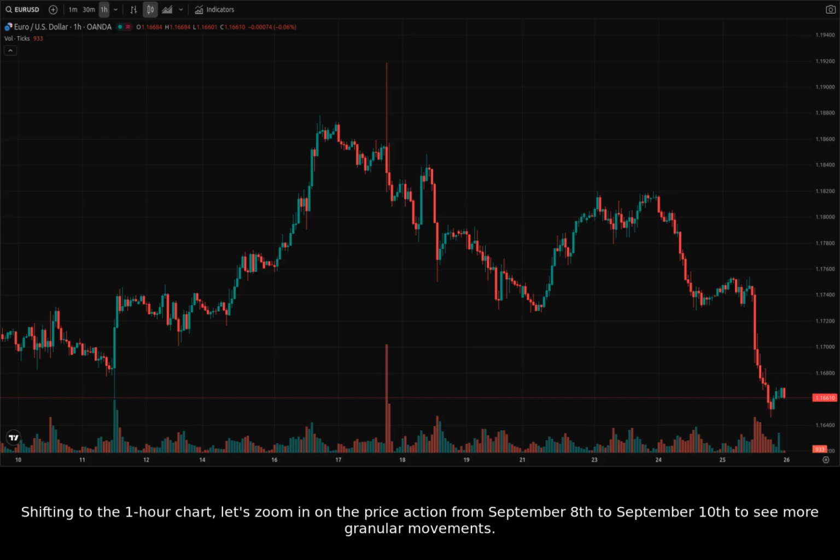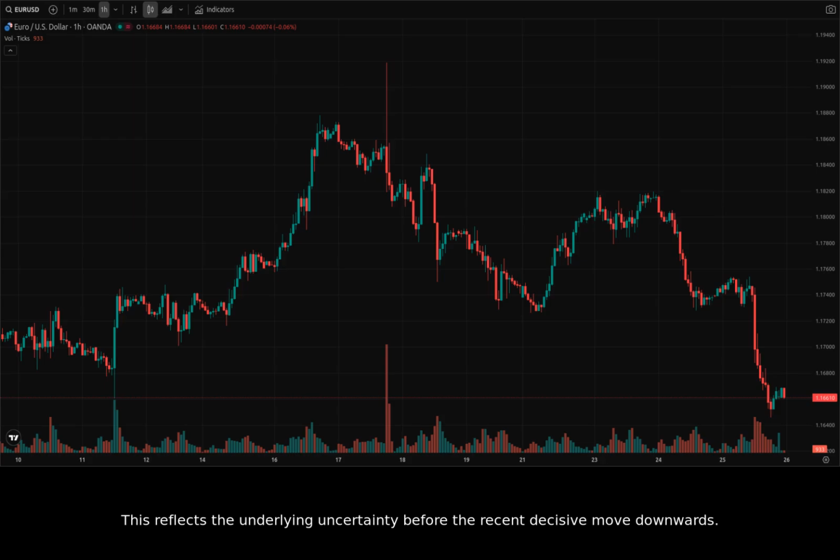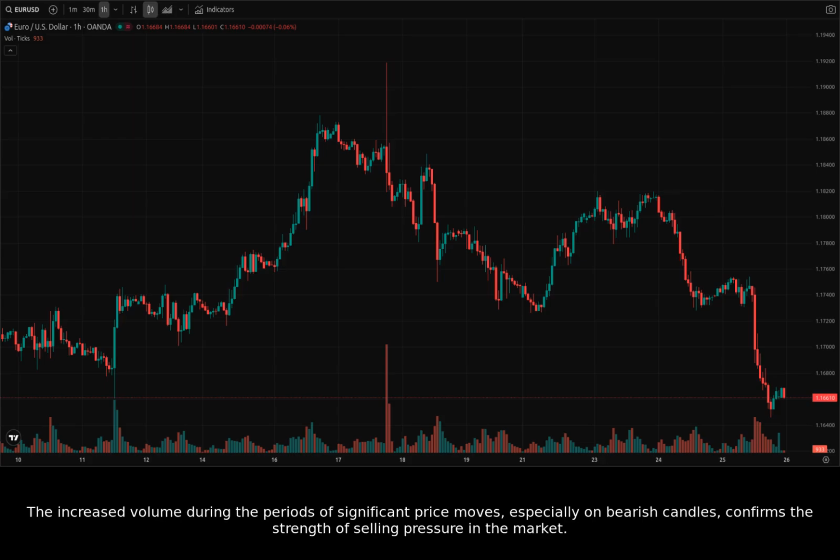Shifting to the 1-hour chart, let's zoom in on the price action from September 8th to September 10th to see more granular movements. Here, we observe relatively tight consolidation followed by an attempt at a breakout, but ultimately a failure to sustain higher levels. This reflects the underlying uncertainty before the recent decisive move downwards. The increased volume during the periods of significant price moves, especially on bearish candles, confirms the strength of selling pressure in the market.